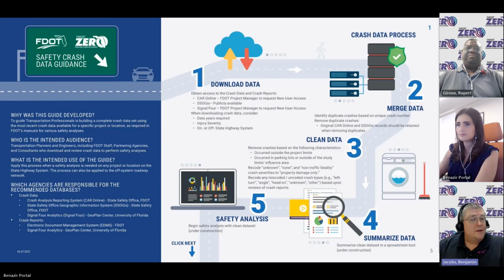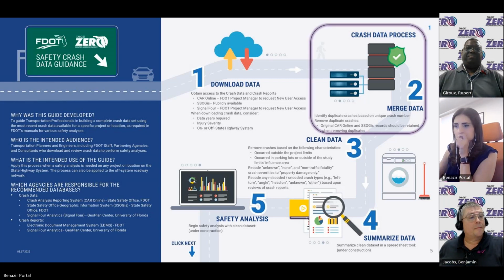The Safety Crash Data Guidance was developed to help add clarity and consistency to the use of crash data for safety evaluations. This guide illustrates the steps to access and use the most complete and recent crash data as required by various FDOT manuals to perform safety analysis. The most recent version of the guide can be accessed through the State Safety Office website.